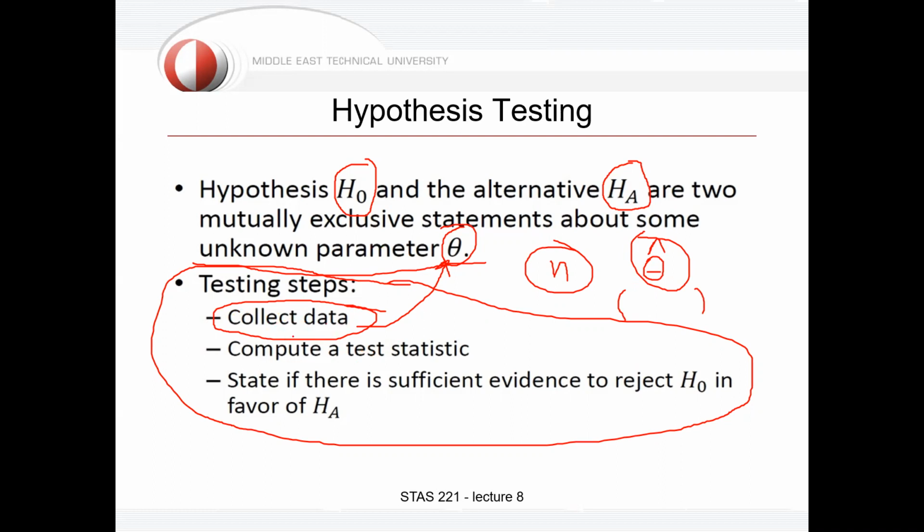The next step is to compute a test statistic. We will talk about it in detail, and for computing it, we should know about the differences between the cases, which I will talk about in detail. Then state if there is sufficient evidence to reject H0 in favor of HA. So we should talk about these two terms in detail.